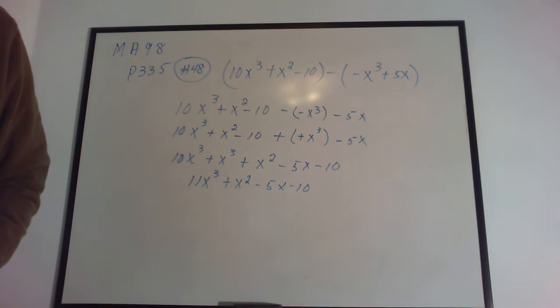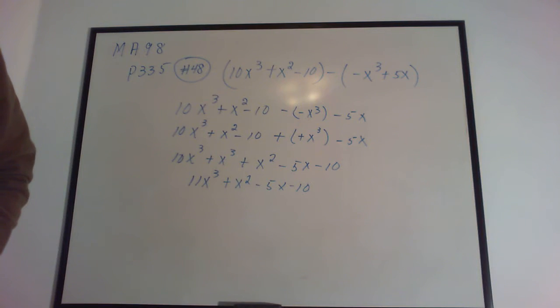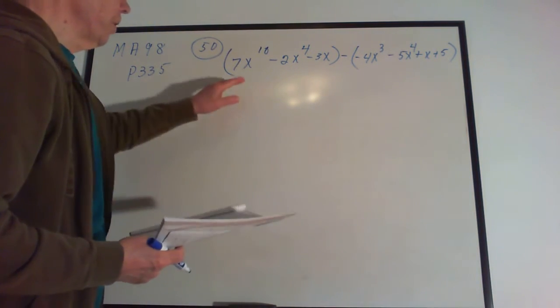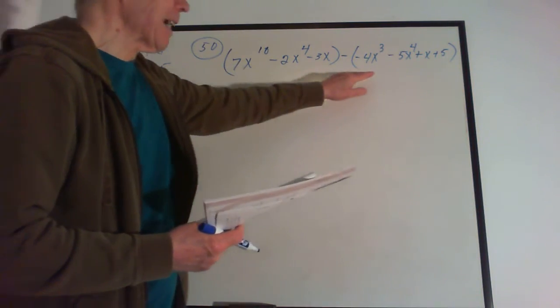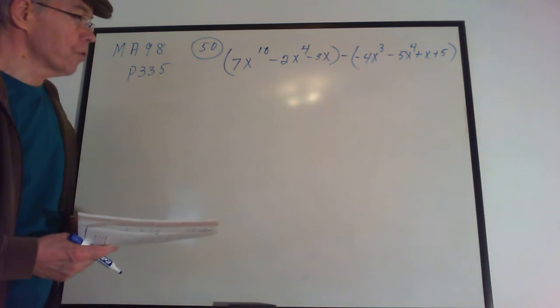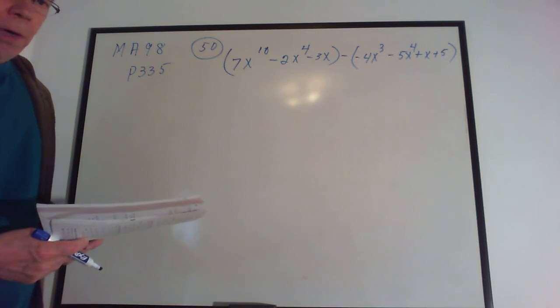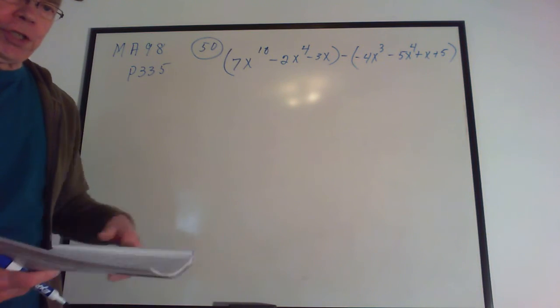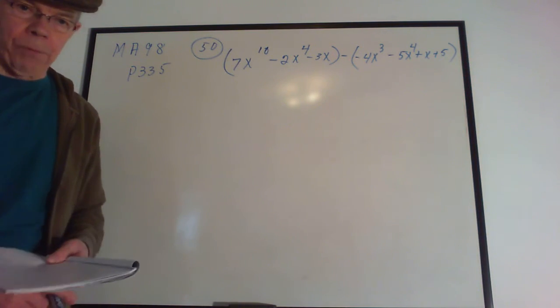Try number 50. All right, what number 50 tells you to do is you're going to subtract the second set of parentheses from the first set of parentheses. So try that, see how you do. Pause the video, I'll do the work on the board. After you finish, compare your work to my work.